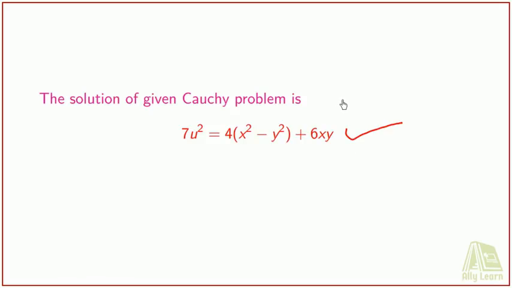So this is the solution surface of the given quasi-linear PDE that contains the curve u equals 0 on y equals 2x. You can verify by putting y equal to 2x in this expression, you will get u equals 0. Okay, so with this we come to the end of this question.